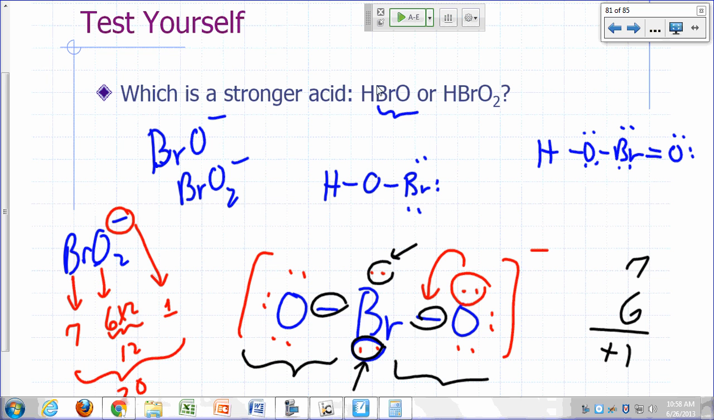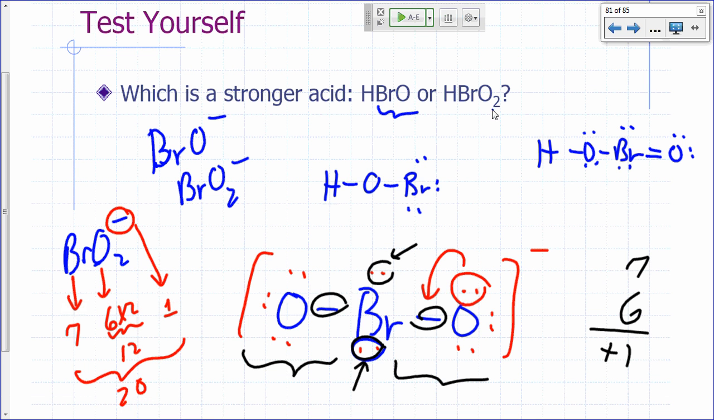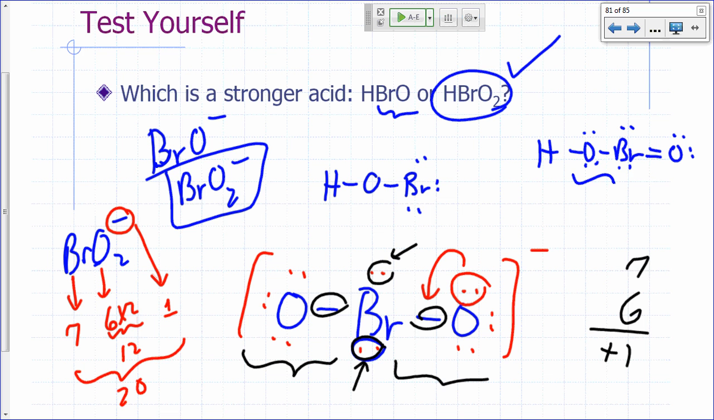Okay. So let's see. Very good. HBrO2. This is larger, smaller charge density. So BrO2 minus would be the weaker base, the more stable base. The weaker base, its conjugate would be a stronger acid.